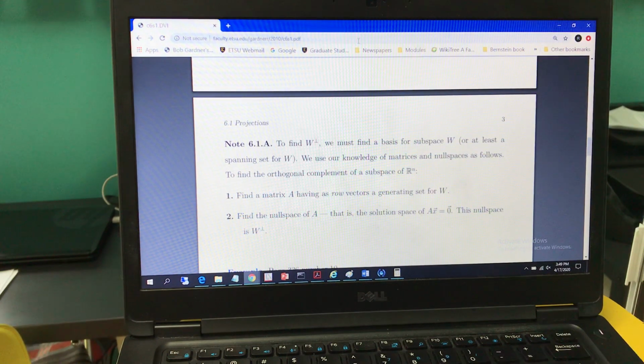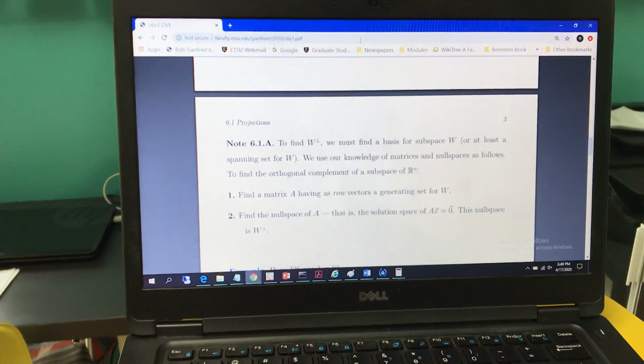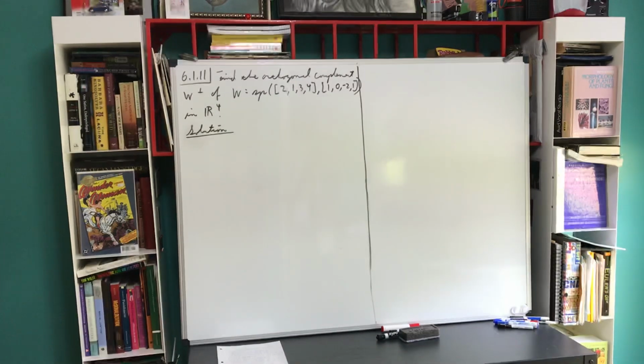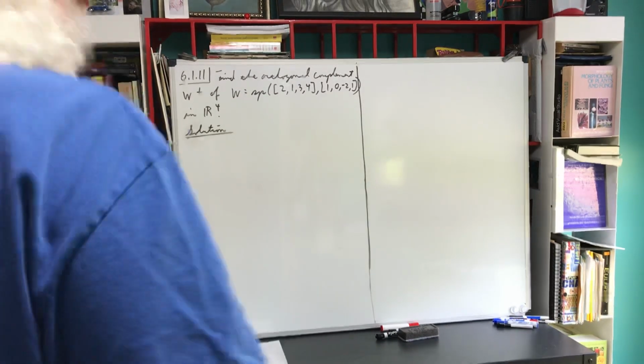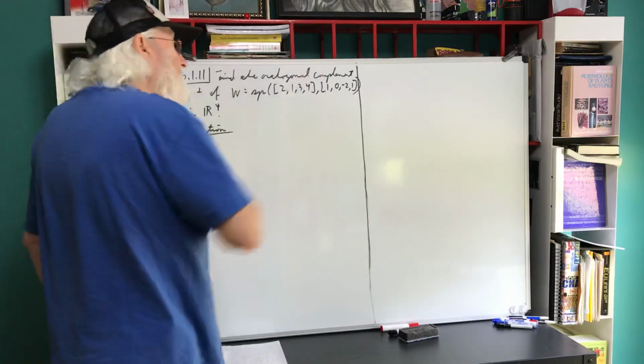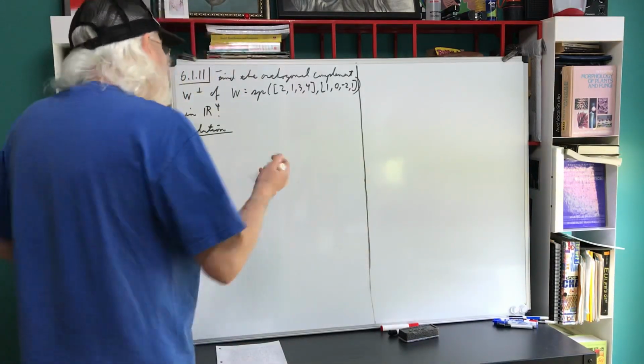Then part 1 here says we'll find a matrix A having as its row vectors the generating set of W, or the basis vectors of W. And part 2, the null space of that matrix will be the perp space of W. Okay, so let's do that. We need to make matrix A with these 2 vectors as its rows.